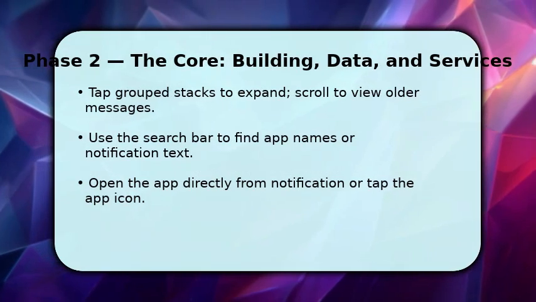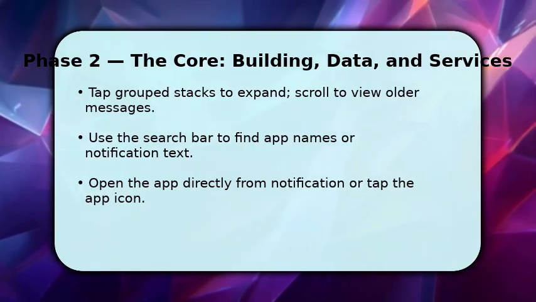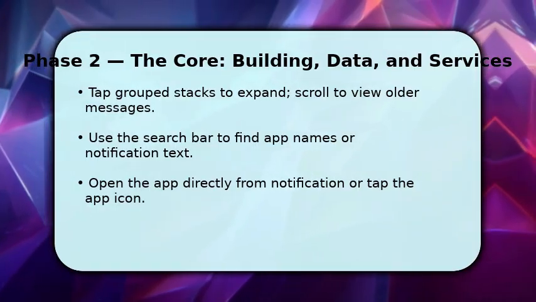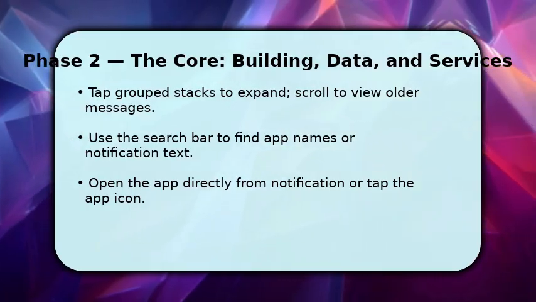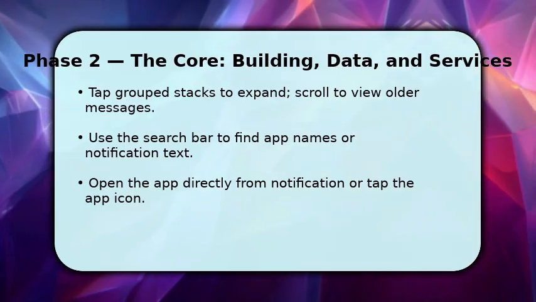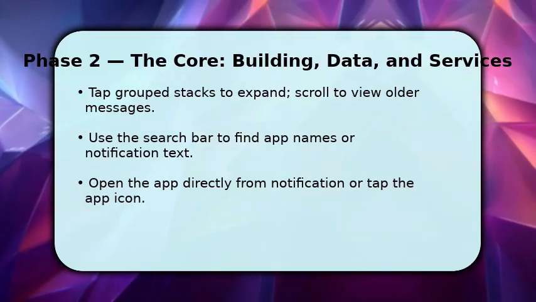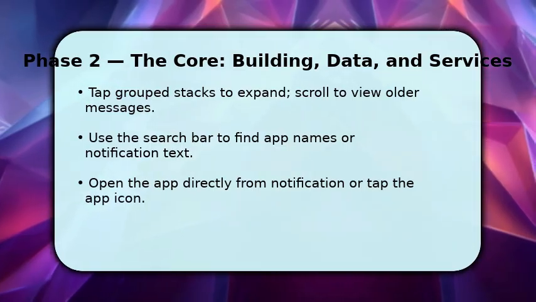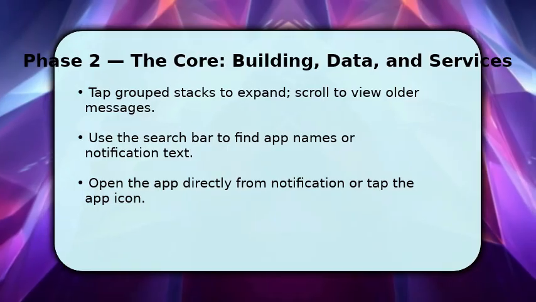Once Notification Center is open, look for grouped stacks. Messages and alerts often bundle by app to save space. Tap any stack to expand it, and then scroll within that group to find older items. If you can't spot it visually, swipe down to reveal the search bar and type the app name or a keyword from the alert. This filters results quickly. When you find the notification, tap it to open the source app, or press the app icon to jump straight into relevant content and context.